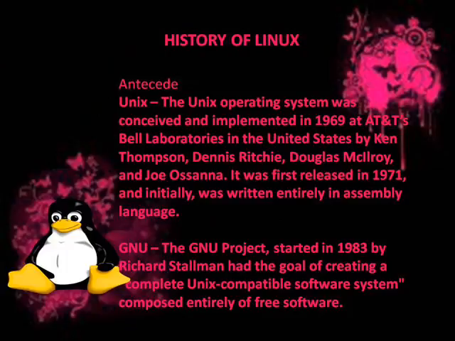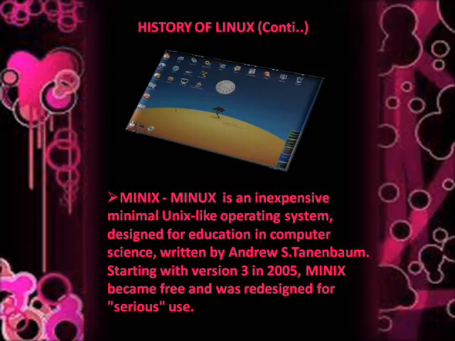History of Linux. Unix. The Unix operating system was conceived and implemented in 1969 at AT&T Bell Laboratories in the United States by Ken Thompson, Dennis Ritchie, Douglas McIlroy and Joe Ossanna. It was first released in 1971 and initially was written entirely in assembly language. GNU. The GNU project, started in 1983 by Richard Stallman, had the goal of creating a complete Unix-compatible software system composed entirely of free software.